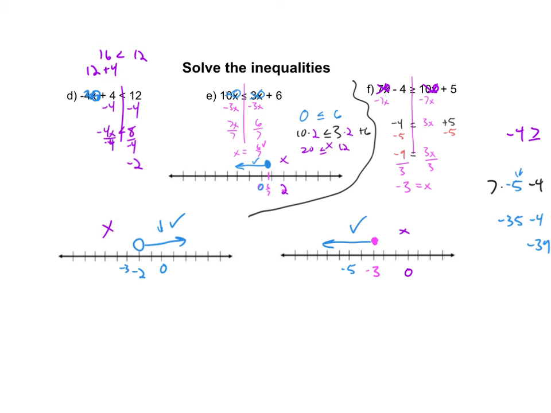So if you have questions about this, definitely feel free to try a few more of these, but the summary is this. The summary is just solve like it's a normal equation. Solve normally, aka like an equal sign. That'll get you your boundary point.